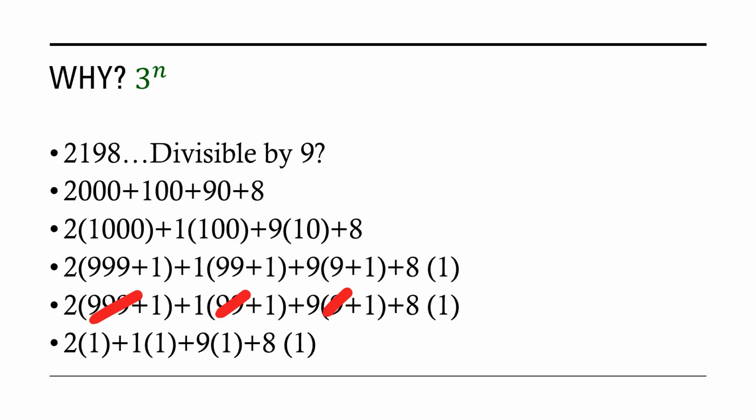Well, all those powers of 10 are 1 away from a bunch of stuff that's 9s. So 2 times, instead of 1,000, it's 999 plus 1, plus 1 times 99 plus 1, plus 9 times 9 plus 1, plus 8 times just a regular 1. Well, we already know that 999 and 99 and 9 are divisible by 9, so let's just get rid of those. That's just the sum of the digits now.